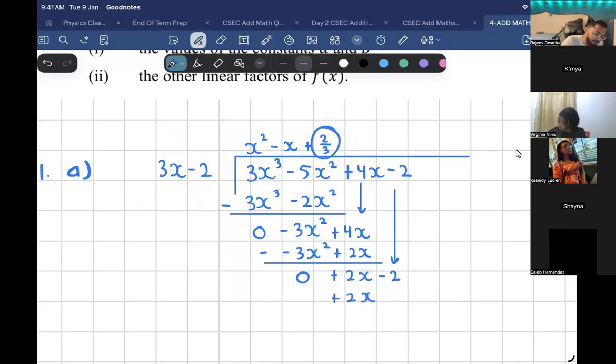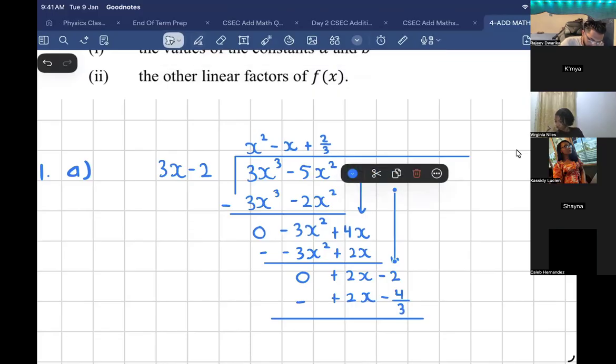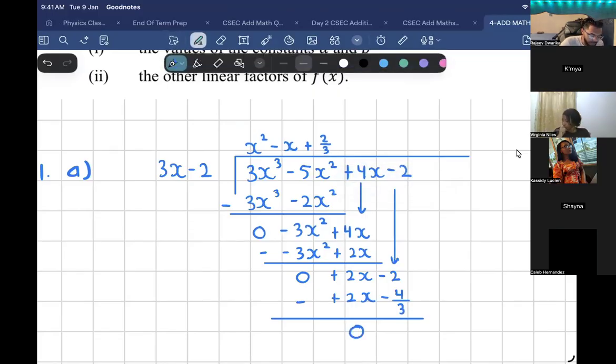And then 2 thirds by minus 2 is what? Minus 4 thirds. Yeah, minus 4 over 3. Then you're going to minus. What is 2x minus 2x? 0. And what is minus 2 minus minus 4 over 3?